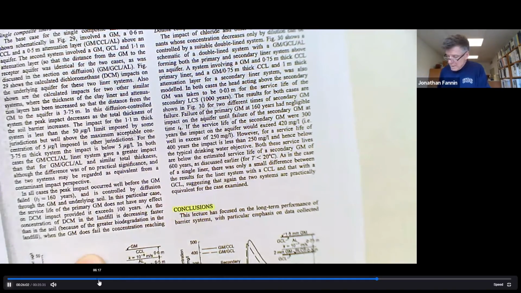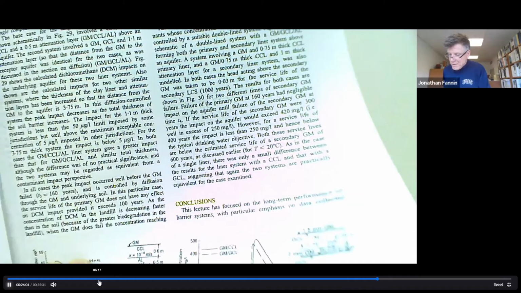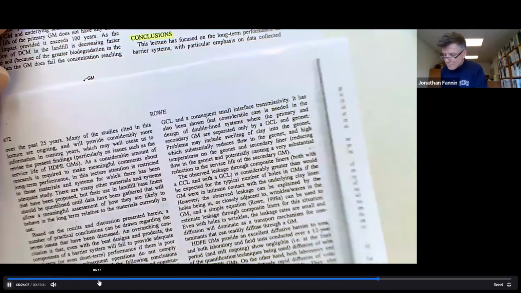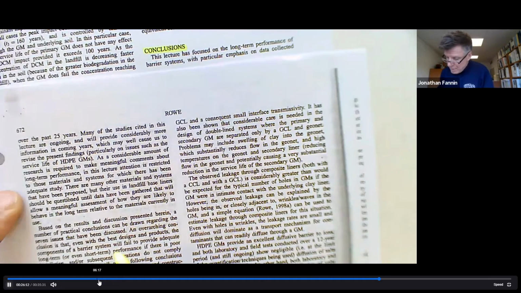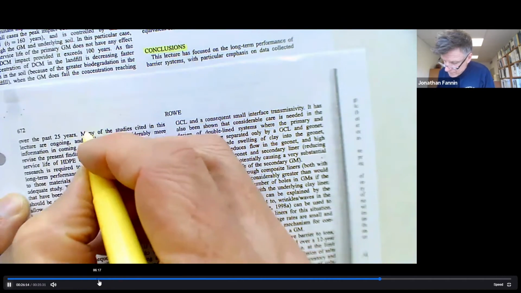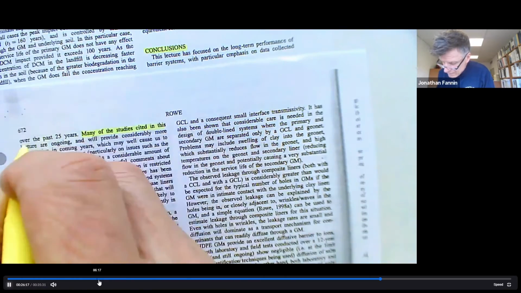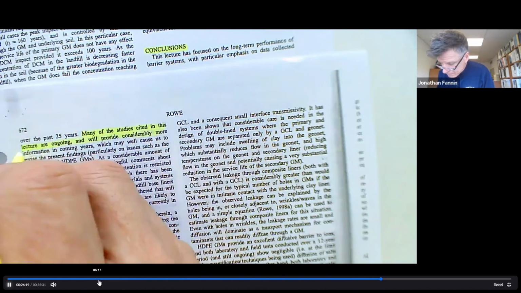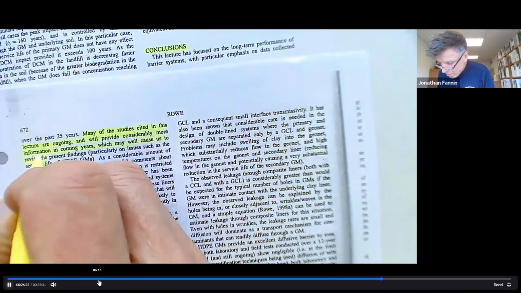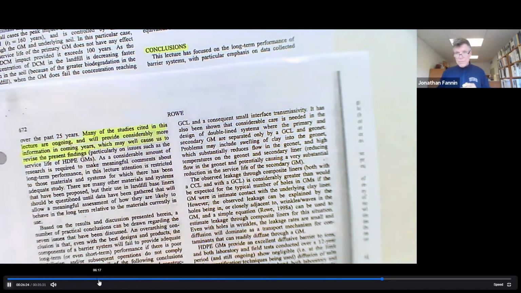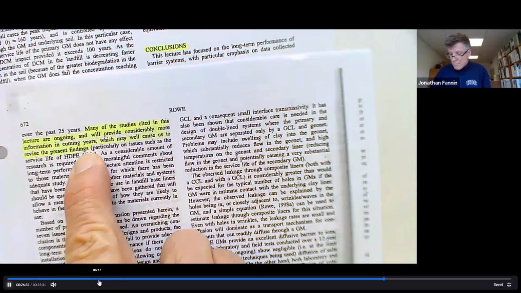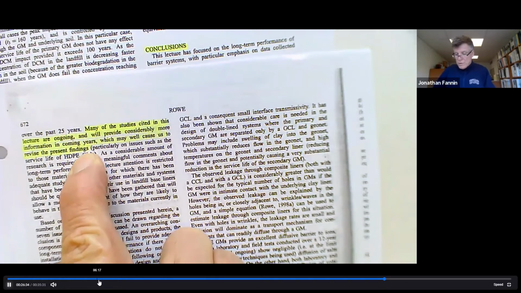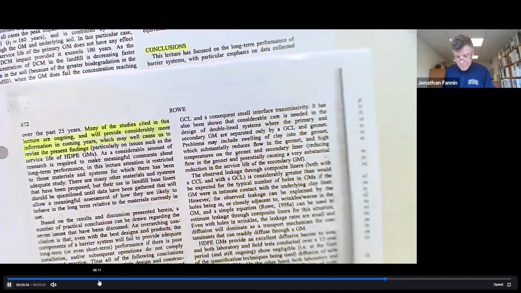Now, K. Rowe is an absolutely fantastic communicator, and if we take those conclusions, I think he is very wise to observe that many of the studies may cause us over time to revise the present findings. I think that's an absolutely fantastic context in which to put the conclusions that follow.